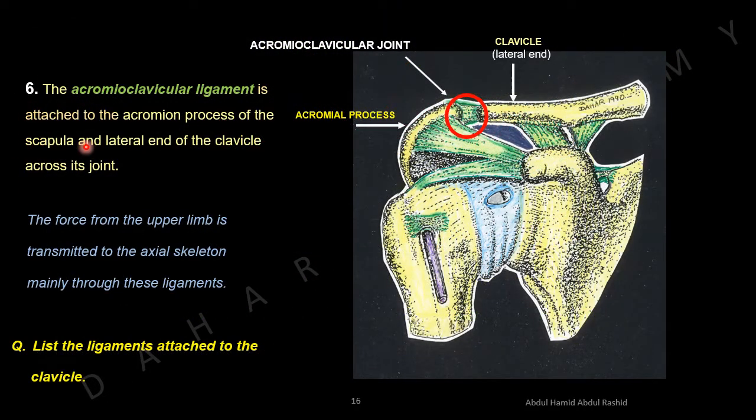The sixth ligament attached to the clavicle is the acromioclavicular ligament. This ligament, as it is named, is attached to the acromial process of the scapula on one side and to the lateral end of the clavicle on the other side. So this ligament is attached across the acromioclavicular joint and is called the acromioclavicular ligament. The force from the upper limb is transmitted to the axial skeleton mainly through these ligaments.